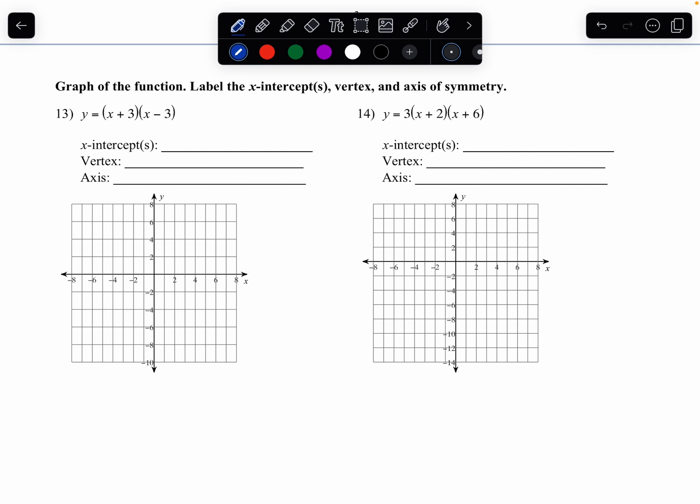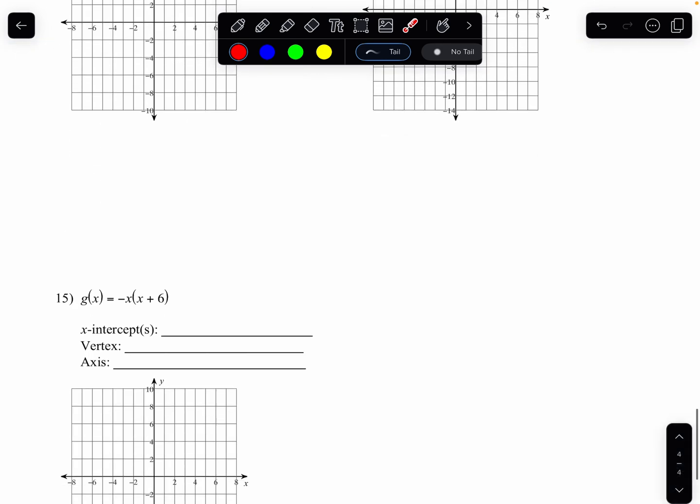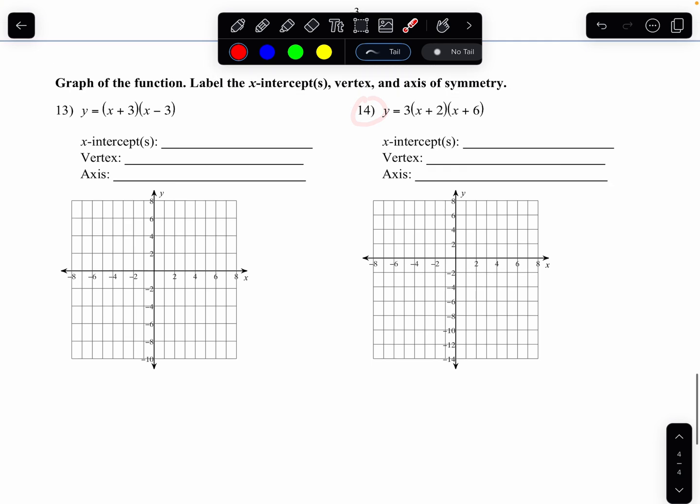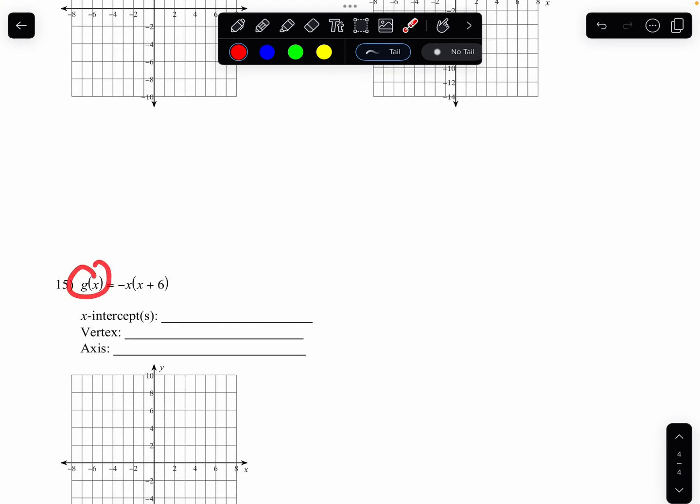So the x-intercepts, you know what I'm going to do? I'm probably going to do 14. Oh, man. I'll probably do 14 and 15. A lot of people will have questions on 15, I'm sure.